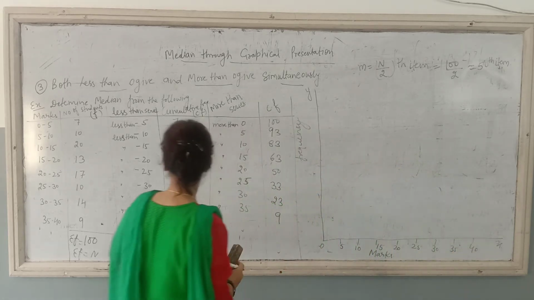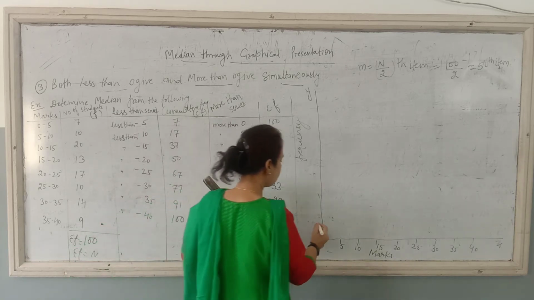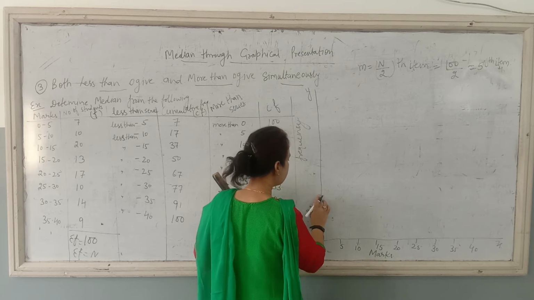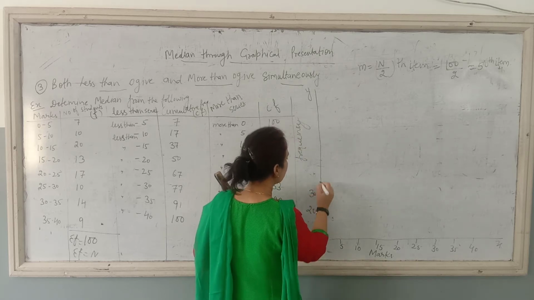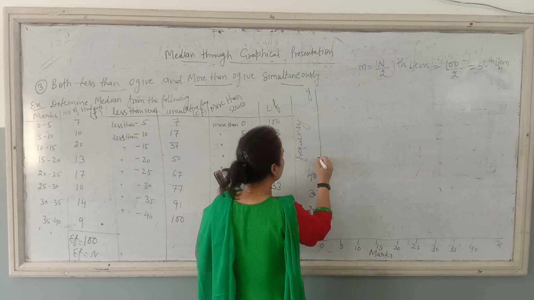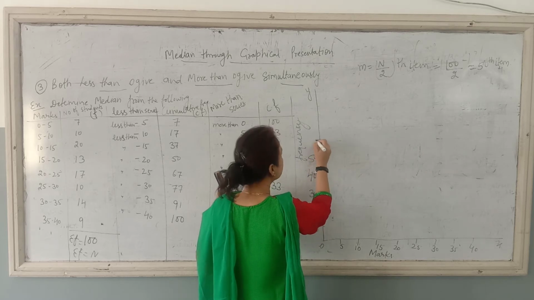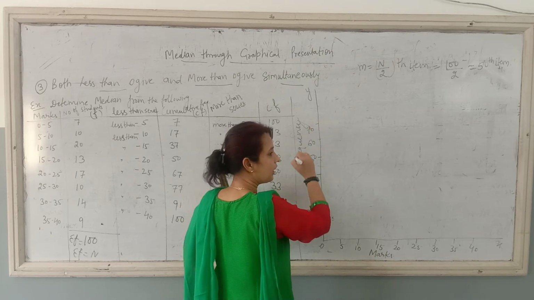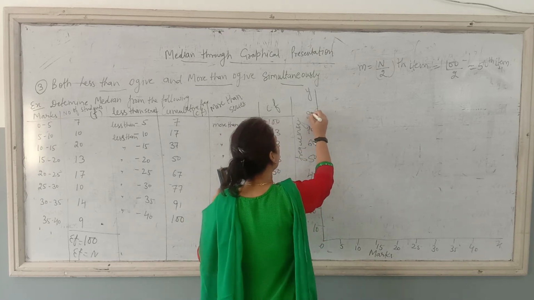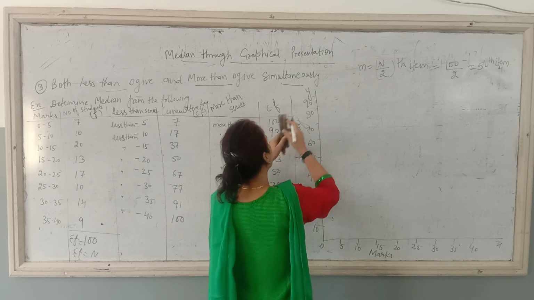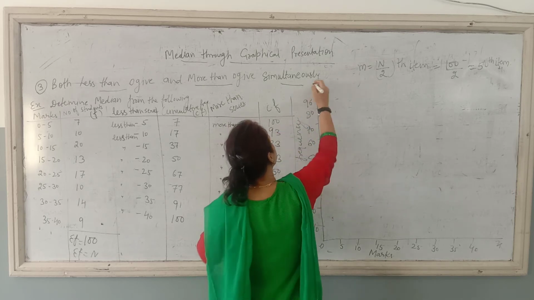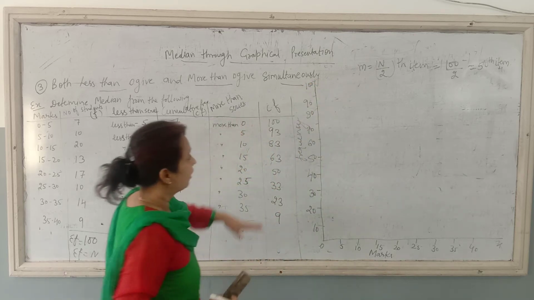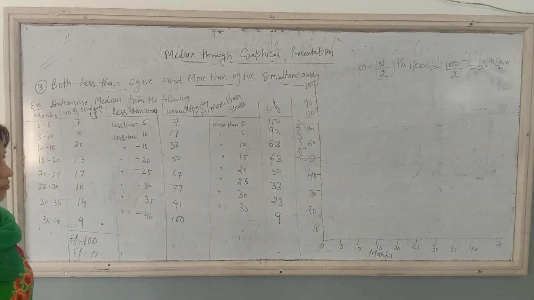Clear? Here on the OY axis we are going to take a difference of 10: 10, 20, 30, 40, 50, 60, 70, 80, 90 and 100. Clear? Here we have taken the gap of 10.